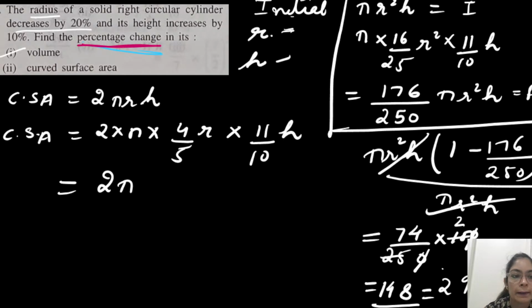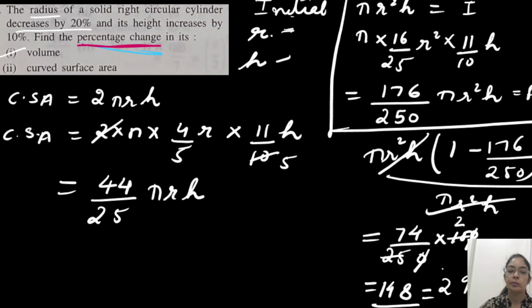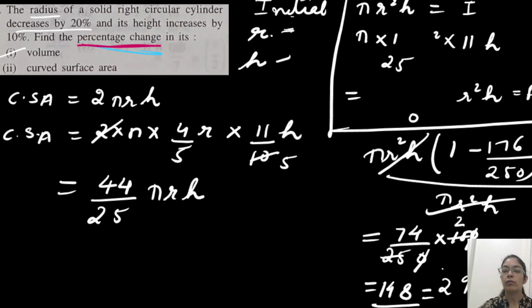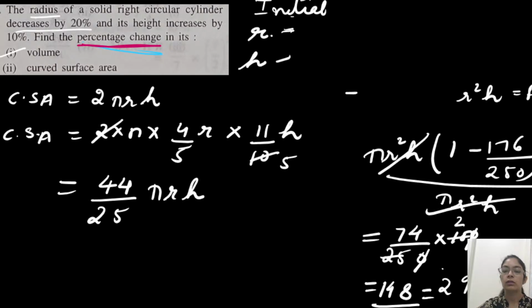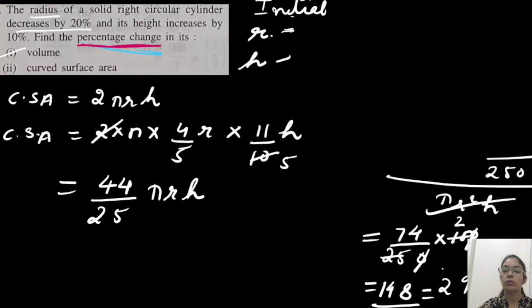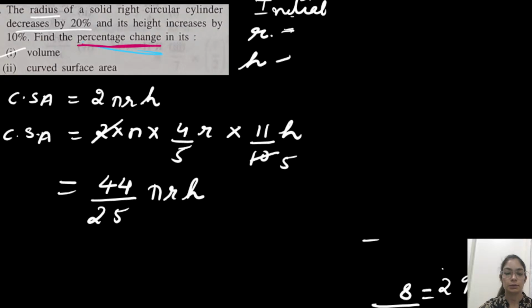2 pi, numbers will multiply. 2 into 1, 2 into 5. So this will become 4 into 11, 44 by 25 pi RH. Let it be in this form only. Pi and RH, let it stay in that form because up and down we have to do cancellation. So there's no need of doing this type of calculations. I'll just write it now, then in the percent formula we will substitute its value.